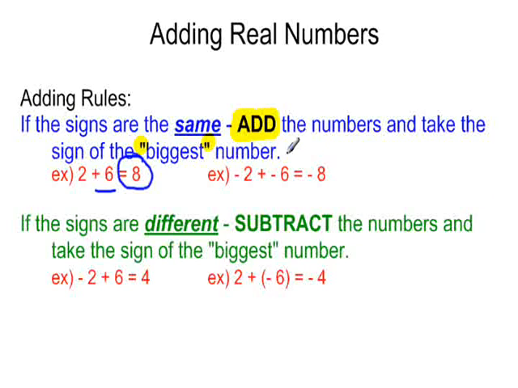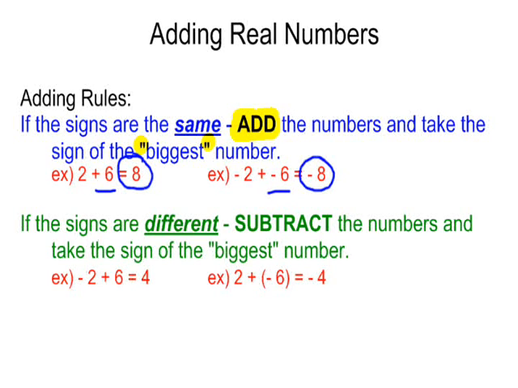For our second example, we have a negative 2 and a negative 6. Their signs are the same, so we add those up. 2 plus 6 is 8, and since the kindergartner would tell us that 6 is bigger than 2, 6 is negative. That means we make our answer negative, and our answer will be negative 8. Pretty simple, nothing too complex.